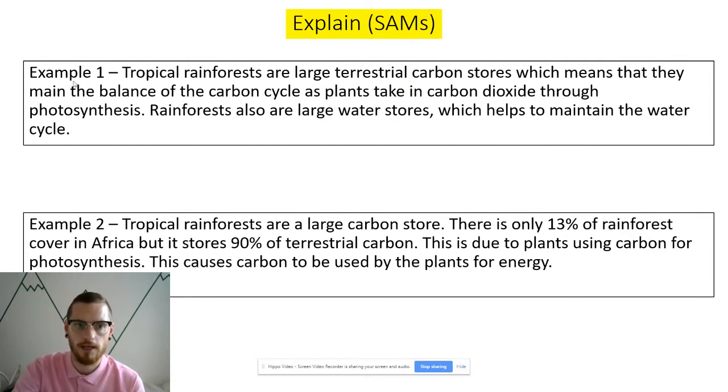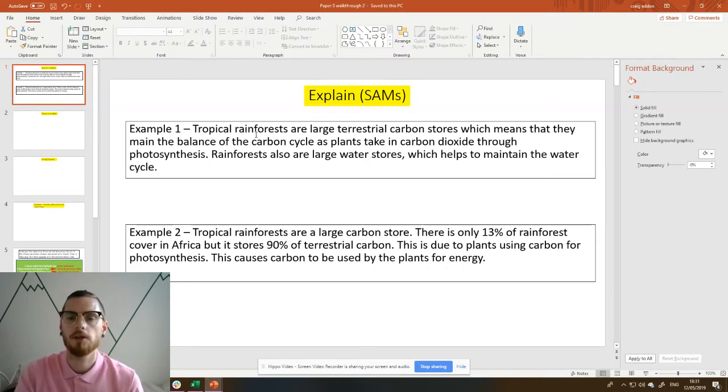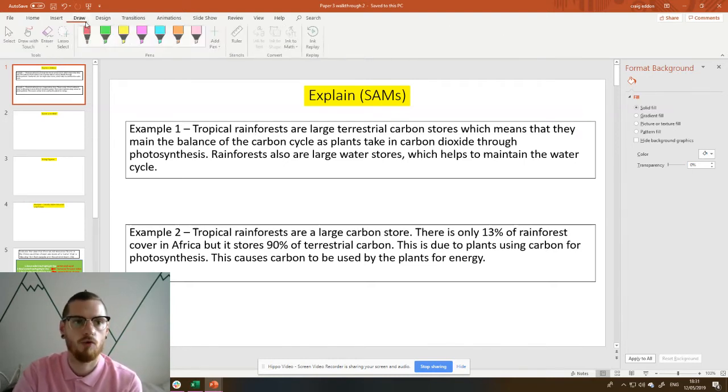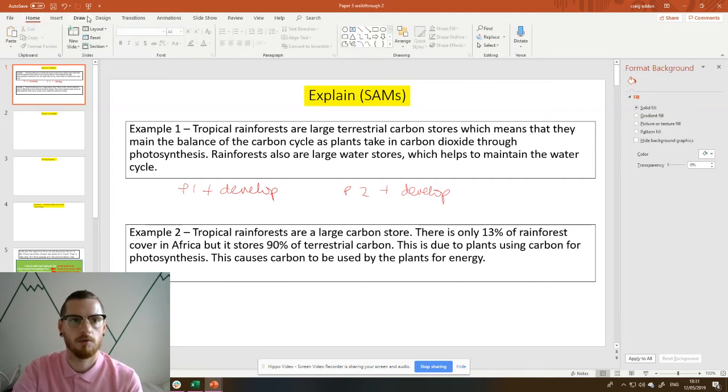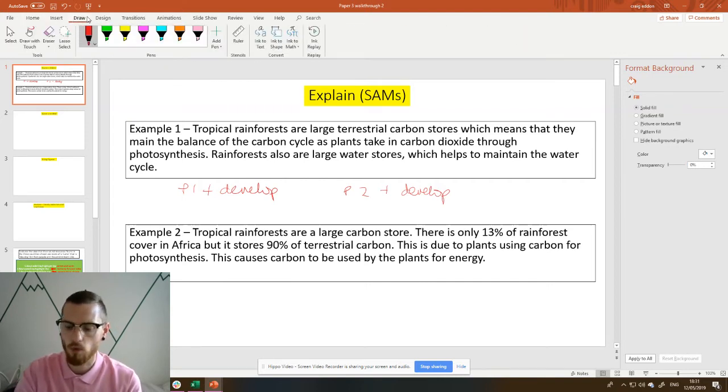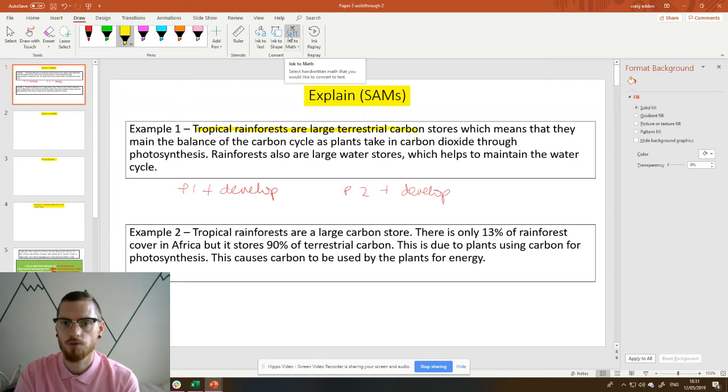Example number 1 here is one way you could go about it, and that is to develop 2 points. So if I just pick up the pen here, hit draw, one way you could do it is go point 1 and then develop it, and then do point 2 and develop it. So if we look at this answer here, and for ease, I'm going to highlight it. So we've got example 1. Tropical rainforests are large terrestrial carbon stores, which means that they maintain.